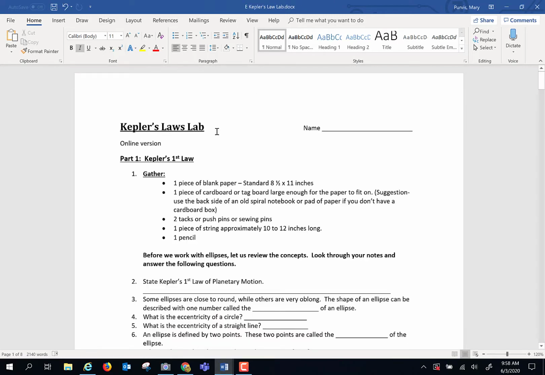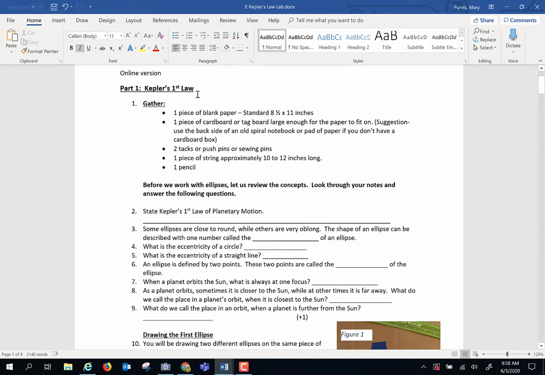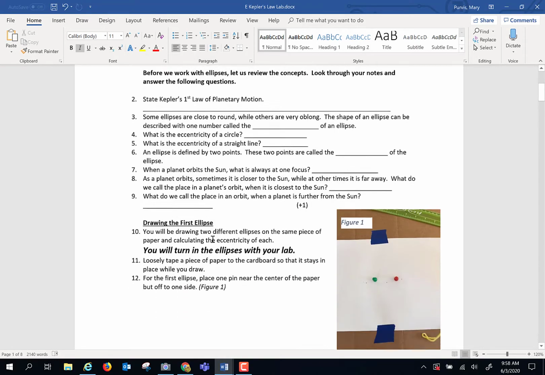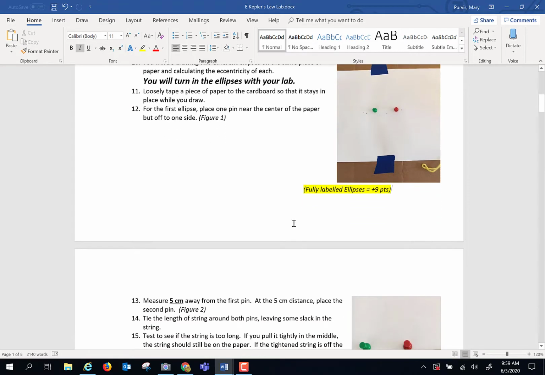Kepler's first, second, and third laws. The first law is the law of elliptical orbits. And so I'm going to ask you to review his laws a little bit. And then a big part of the lab is I'm going to ask you to draw some ellipses. This is a big part of the lab. The lab is worth 20 points, and 9 points of it is for you to draw and fully label 2 ellipses. So I took a lot of individual images as I was drawing these ellipses.